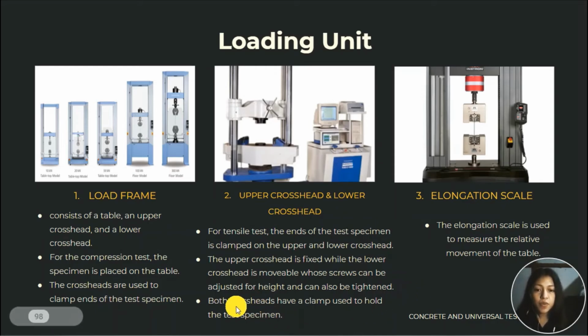And next, both crossheads have a clamp used to hold the test specimen. As I said earlier, the crossheads have clamps or jaws to hold the test specimen in place while we are conducting the tensile test. The last part of the loading unit is the elongation scale. The elongation scale is used to measure the relative movement of the table. So, this is it. That is its only function, to measure the relative movement of the table while we are conducting the test.